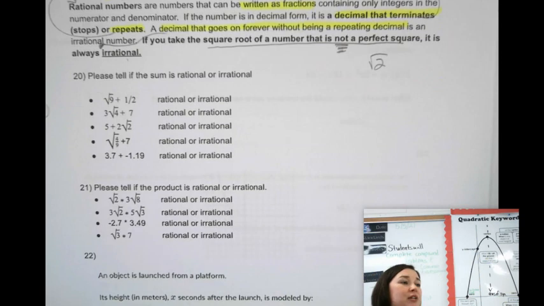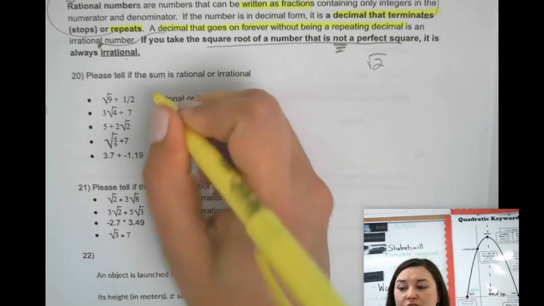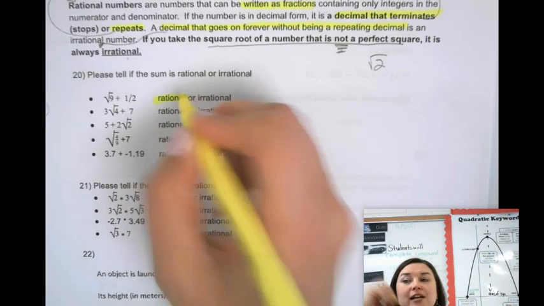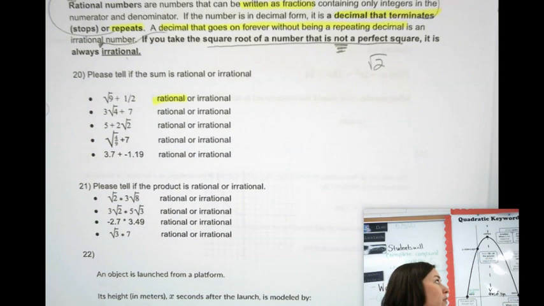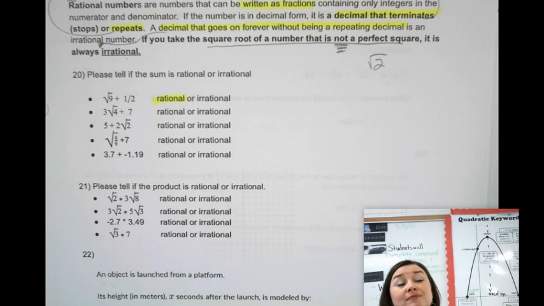Square root of 9 plus 1/2. What is the square root of 9? 3. And what's 3 plus 1/2? 3.5. Can that be written as a fraction? Yeah, it is a fraction. So that answer is rational. You could also type it into Desmos and it'll give you 3.5, which is a terminating decimal, which tells you it is rational.